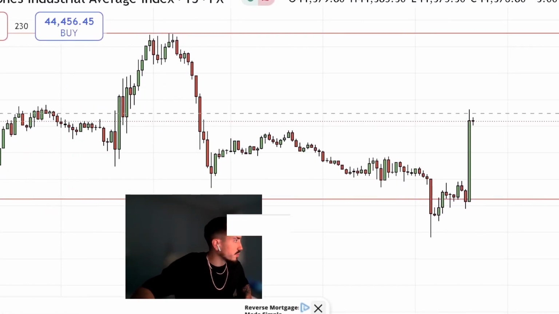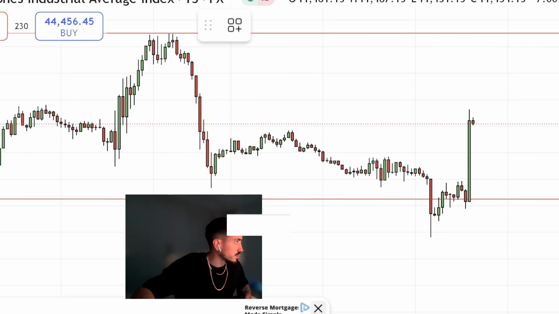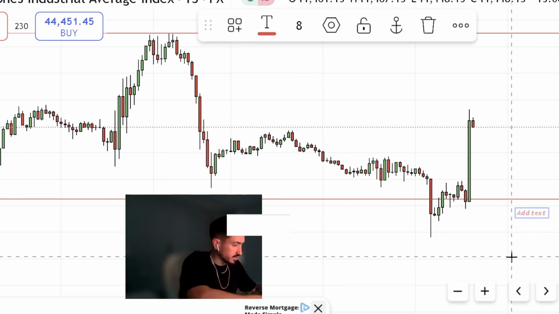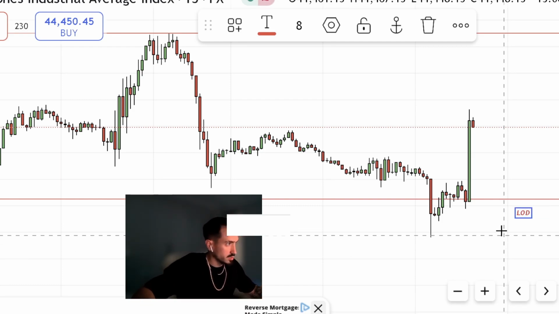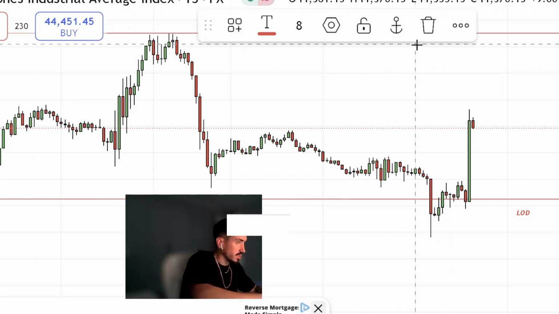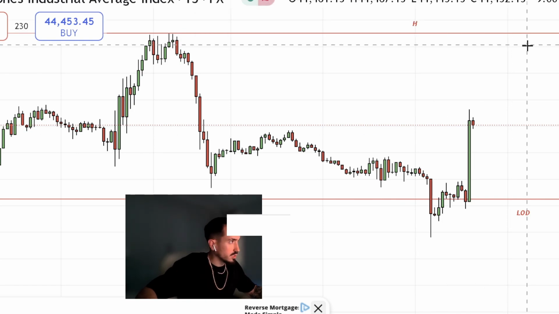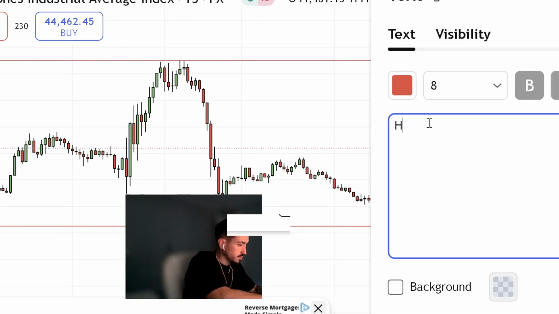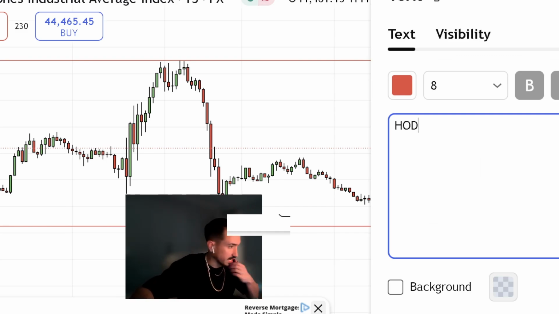And then on the 15-minute time frame, we're gonna mark out these zones so we know what we're looking at. This is the low of day, the low of the previous day, and this is the high of the previous day, high of day, low of day.